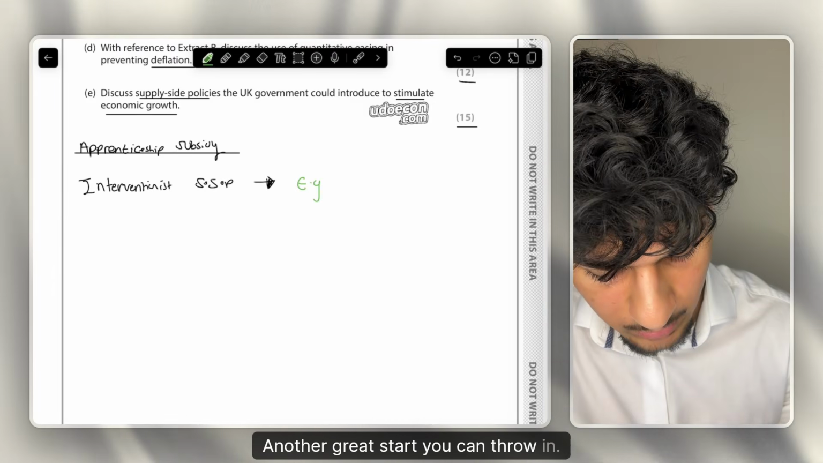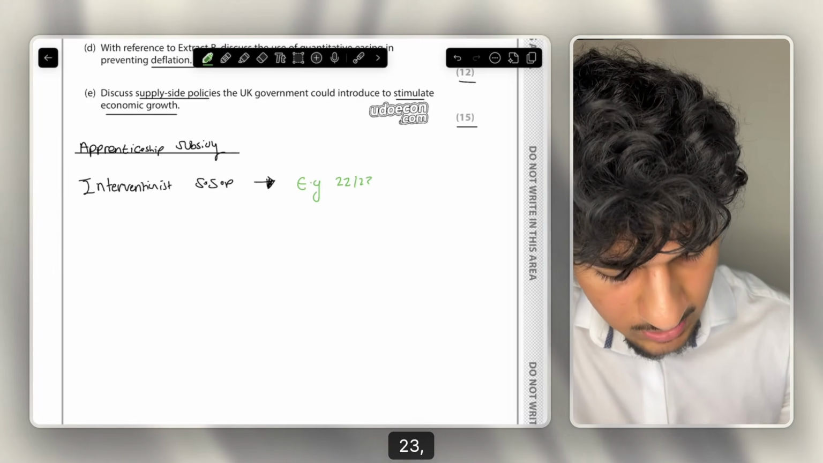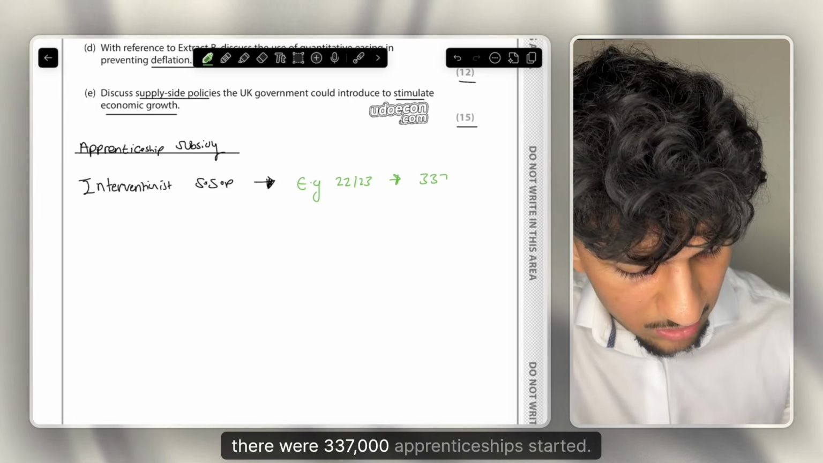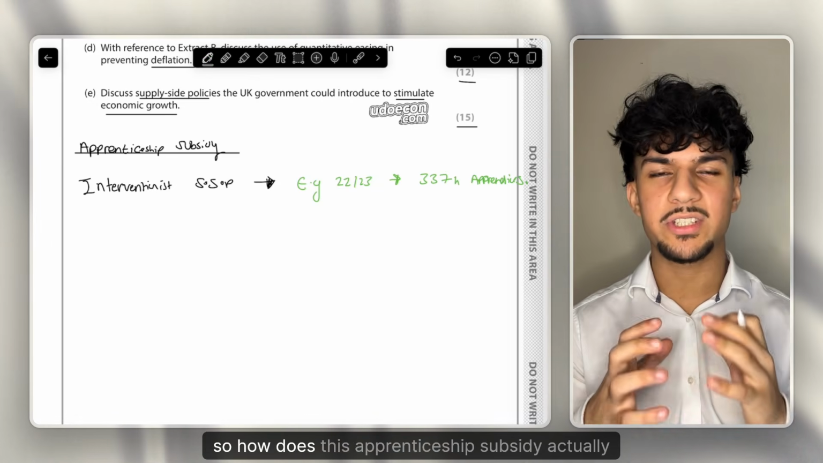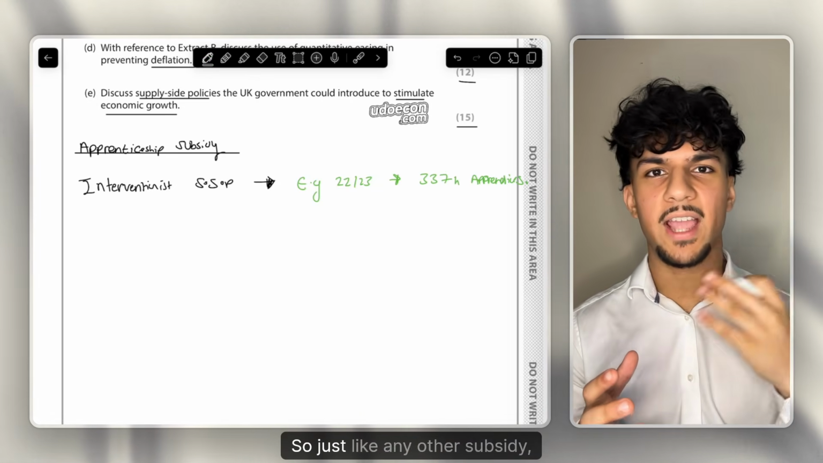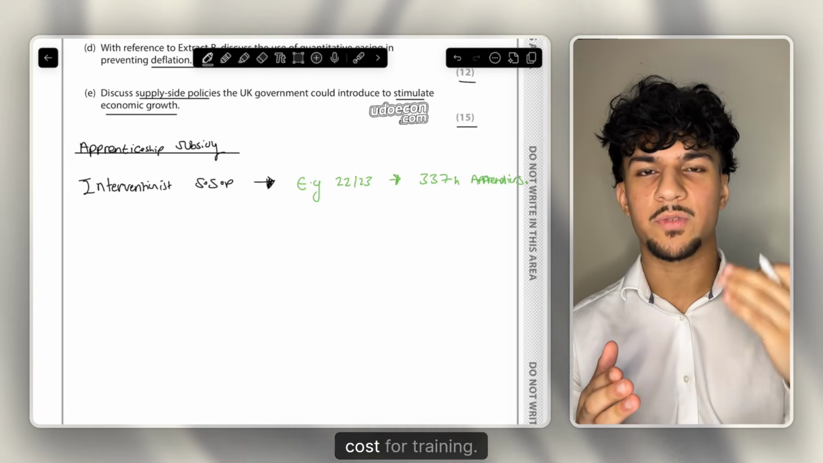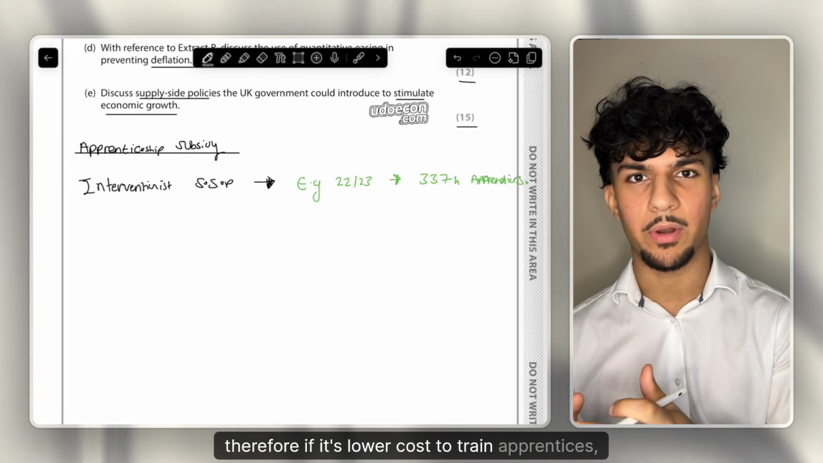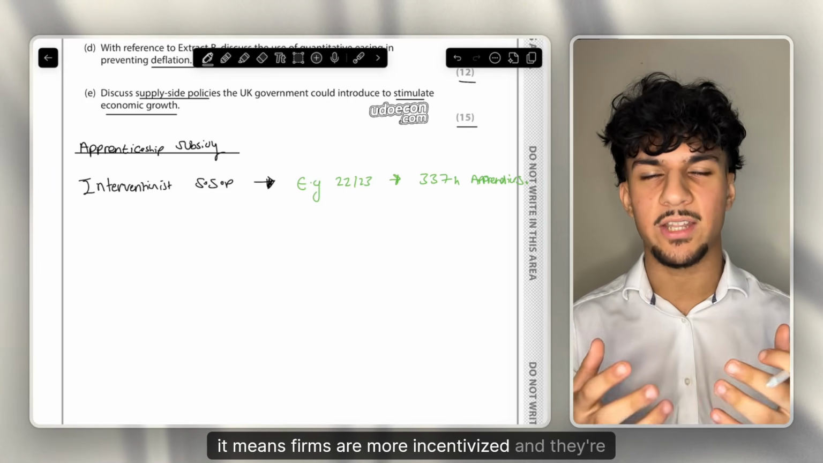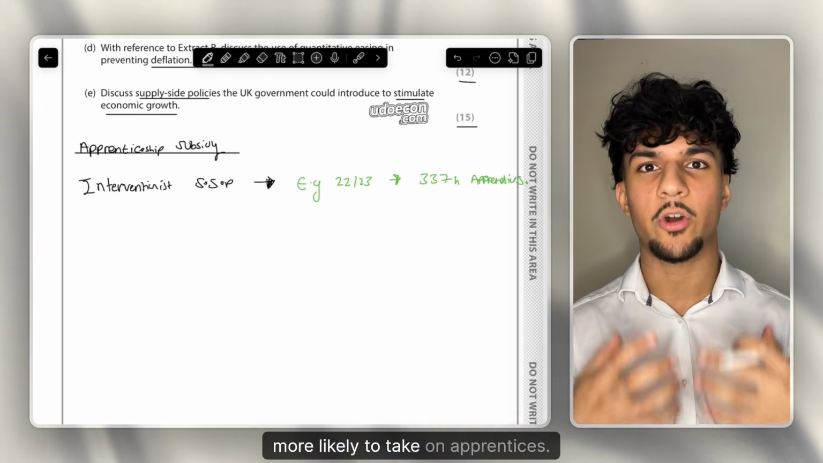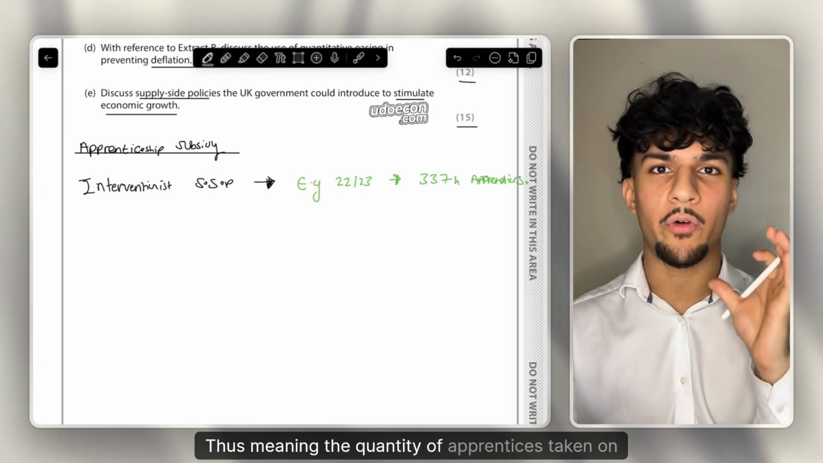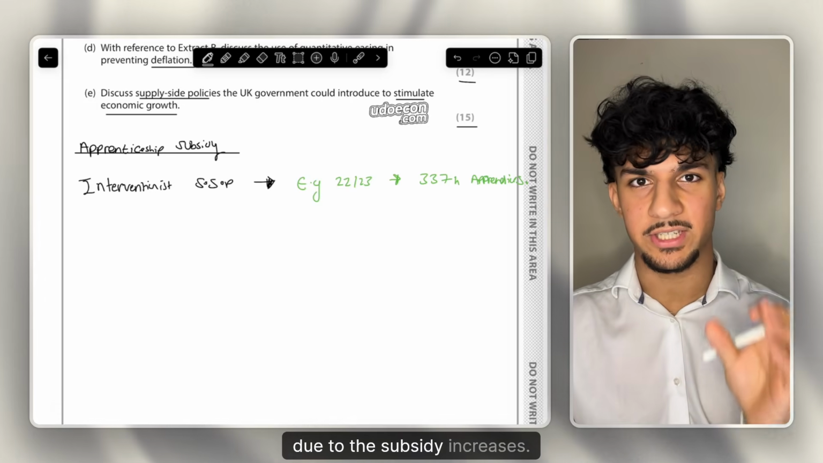Another great start you can throw in: in 2022/23, there were 337,000 apprenticeships started. So how does this apprenticeship subsidy actually work? Just like any other subsidy, it lowers the cost, and for firms, it lowers the cost of training. Therefore, if it's lower cost to train apprentices, it means firms are more incentivized and more likely to take on apprentices, thus meaning the quantity of apprentices taken on due to the subsidy increases.